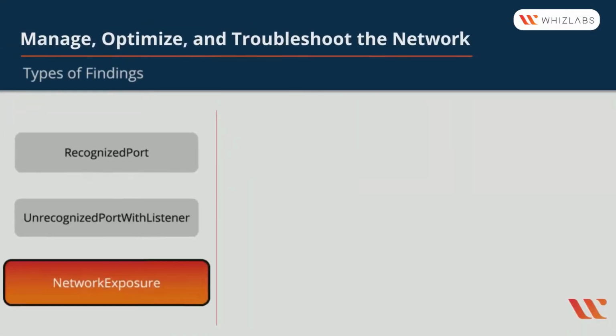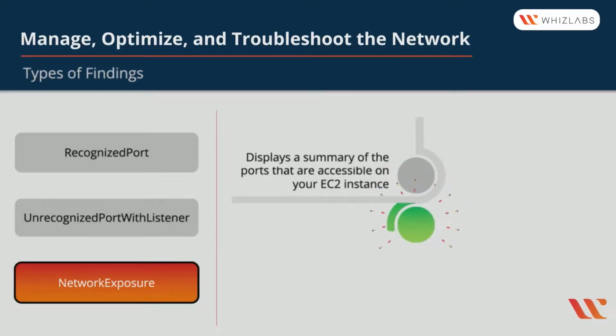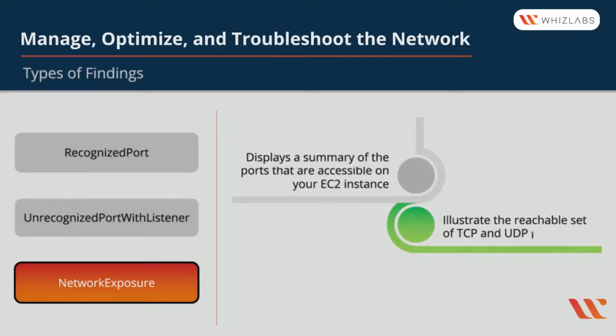Number 3, network exposure. This sort of result displays a summary of the ports that are accessible on your EC2 instance. These findings illustrate the reachable set of TCP and UDP port ranges for each combination of elastic network interfaces and security groups on an EC2 instance. This type of finding is classified as informational.